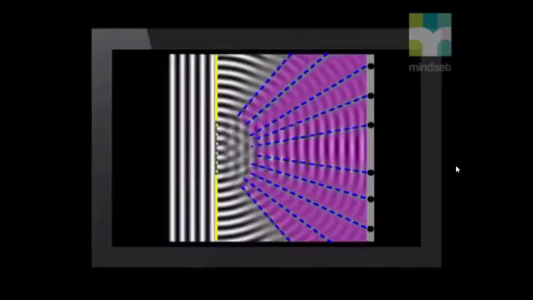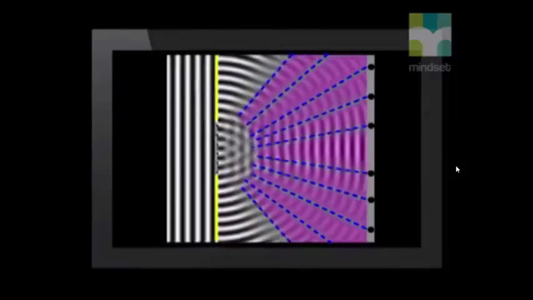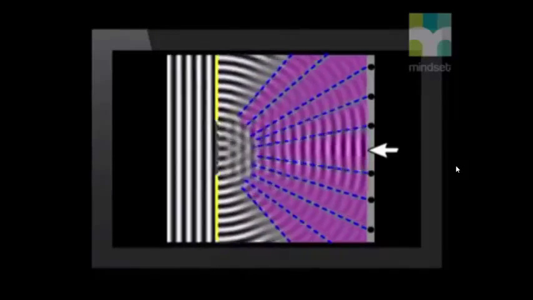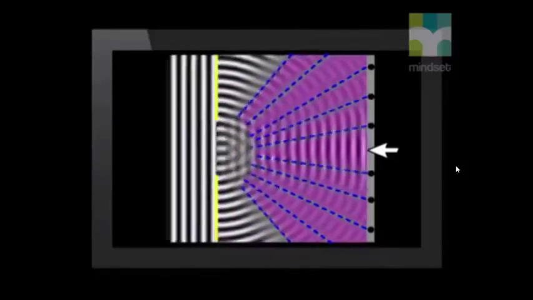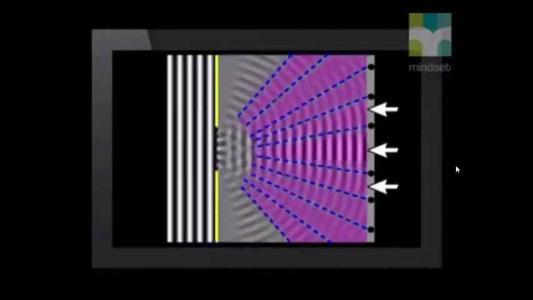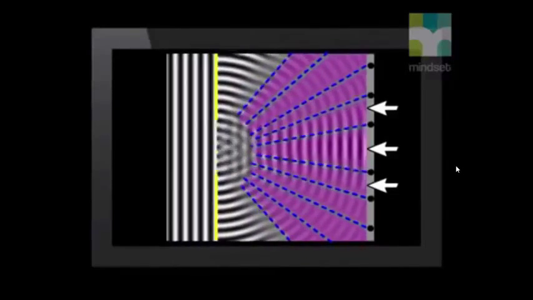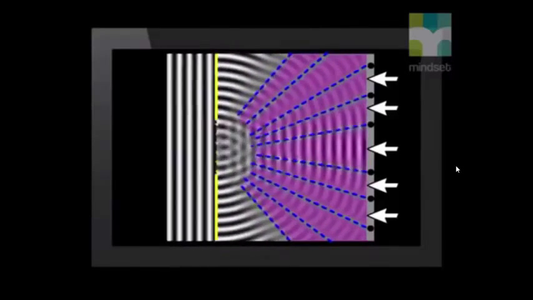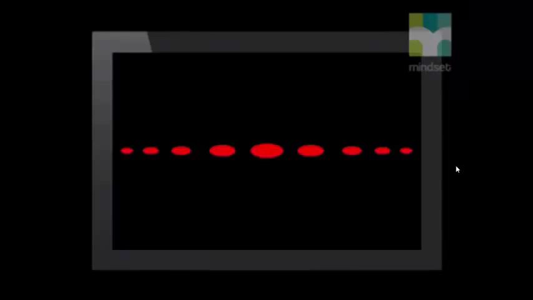Can you point out one such bright place? That's right, in the middle of the screen, opposite the gap in the barrier. Then there are bright spots here and here, on each side of the central bright spot. And there are more bright spots on either side of the central bright spot. So instead of seeing just one spot of light, diffraction means that the light coming through a narrow slit appears as a series of light and dark spots or bands. This is what the diffraction pattern could look like on the screen if we use just red light.